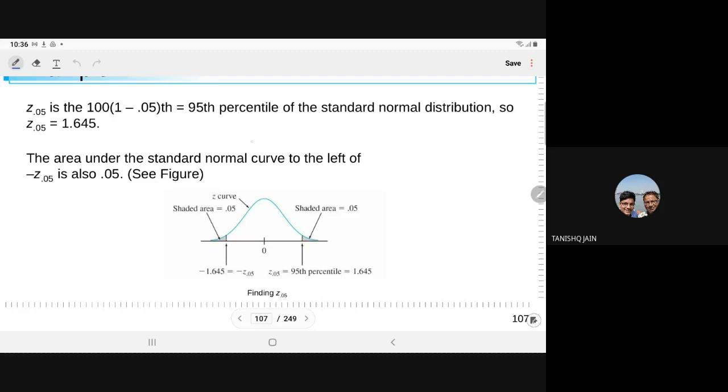Similarly, if you have to compute Z of 0.05, it means the right side area is 0.05 and the left side area is 0.95. Just now we have seen it is the 95th percentile and it is equal to 1.645. So here we have z equal to 1.645.